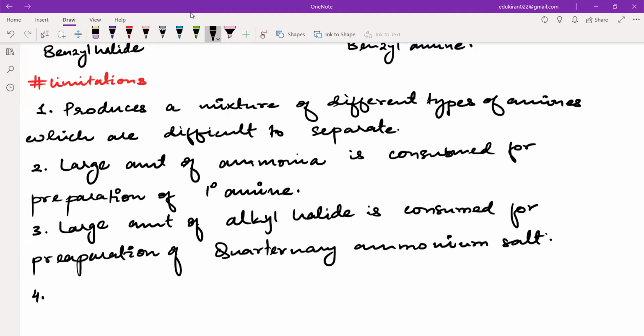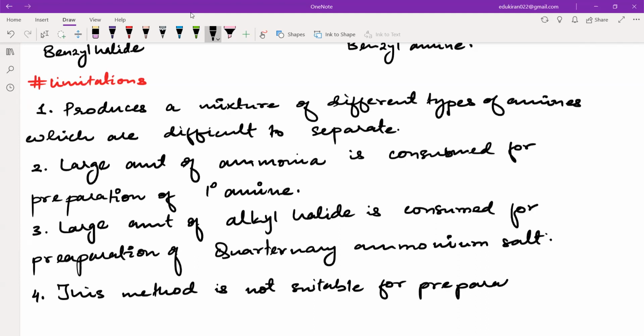The next limitation is that we cannot use any aryl halide with this method of preparation for the formation of aniline. This method is not suitable for preparation of aniline. Why is it not a suitable method?